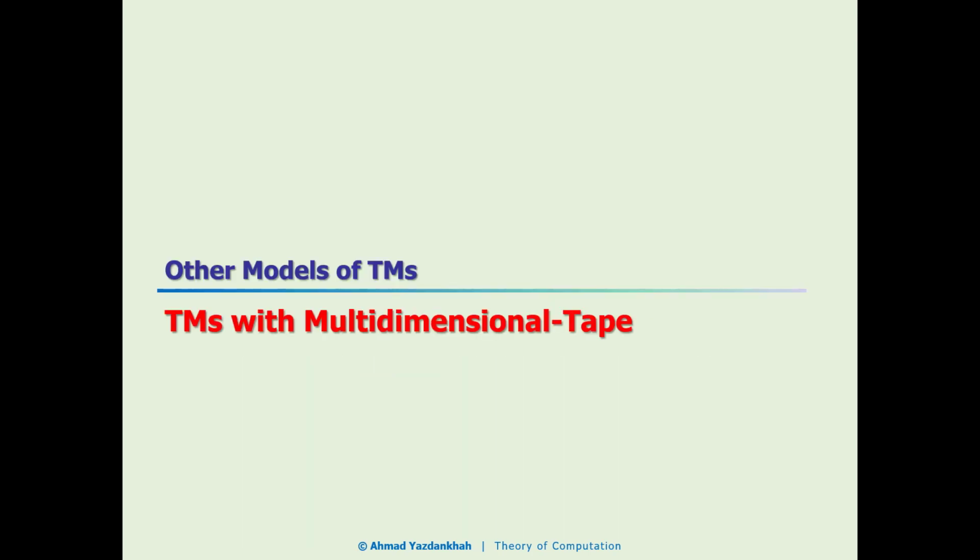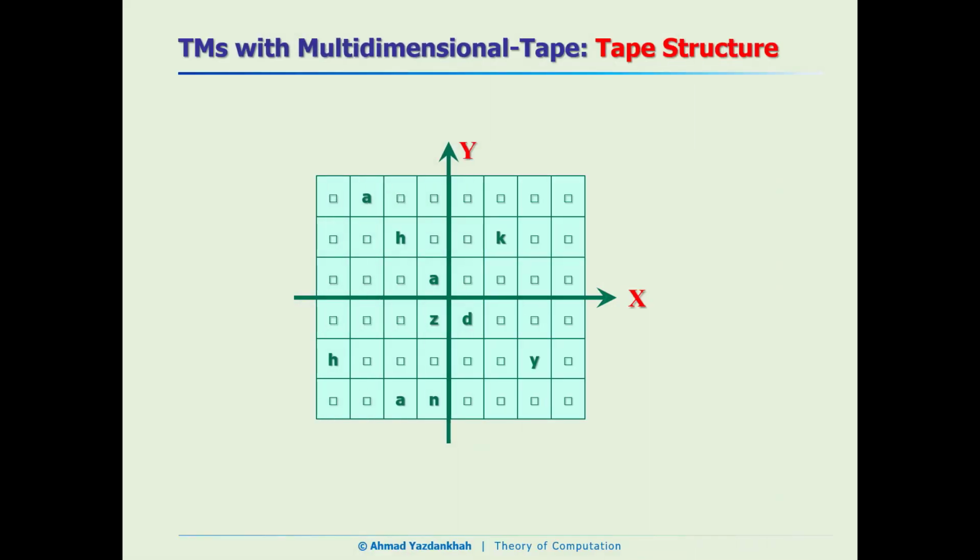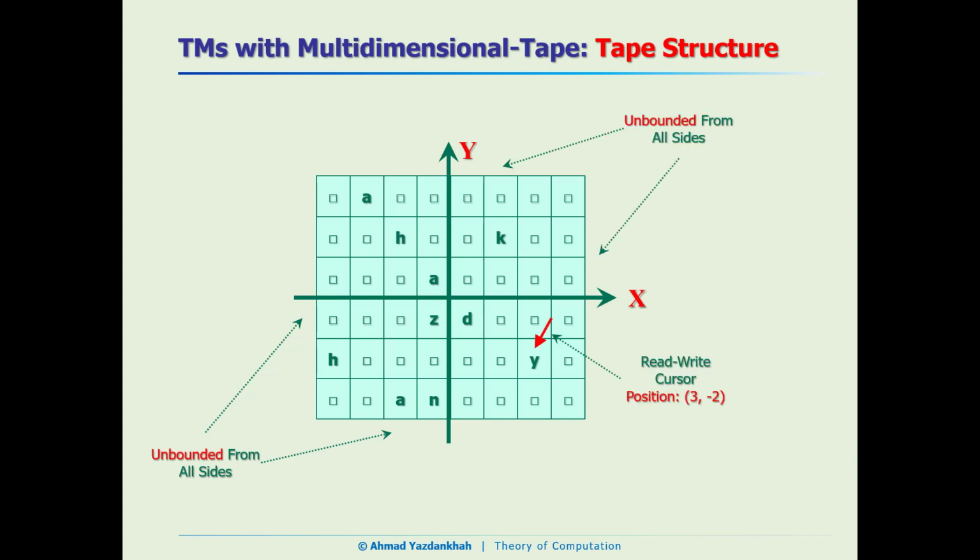Turing machines with multidimensional tape. How cool is that? We extend the input-output tape to multidimensional. It means that from everywhere, all sides, it is unbounded. And do we have a cursor? Yeah, this is the cursor. It's a read-write cursor, but it can go left and right and also up and down. So that's why we need to have two coordinates for them.